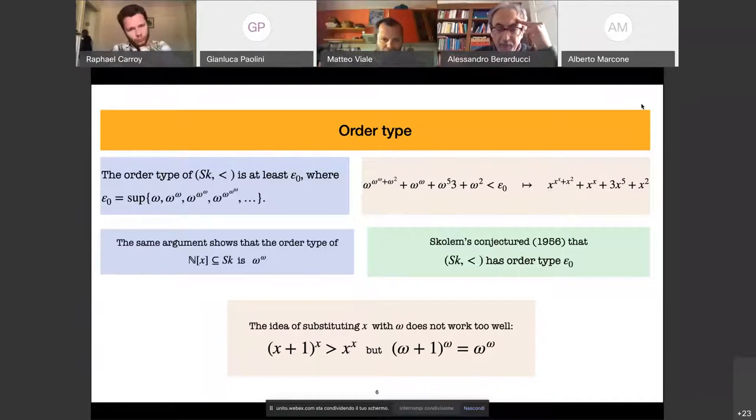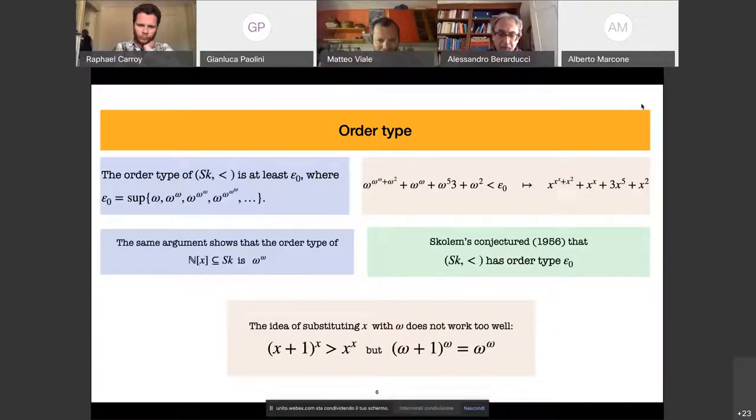This problem that I just said, that x plus one to the x is bigger than x to the x, but omega plus one to the omega is equal to omega to the omega, depends on the fact that we are trying to make these computations in the ordinals. Ordinal exponentiation doesn't have similar properties as real exponentiation, but also addition doesn't have the same good properties. Ordinal addition is non-commutative. Real addition is commutative.